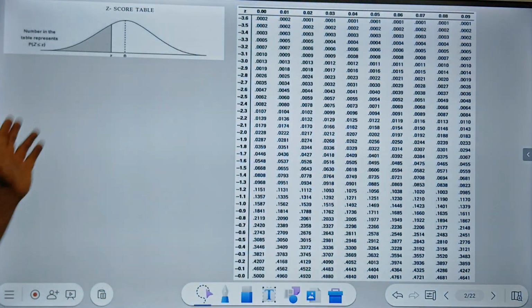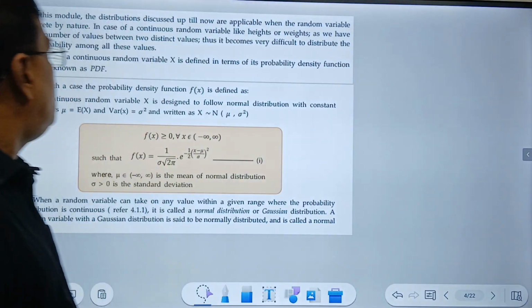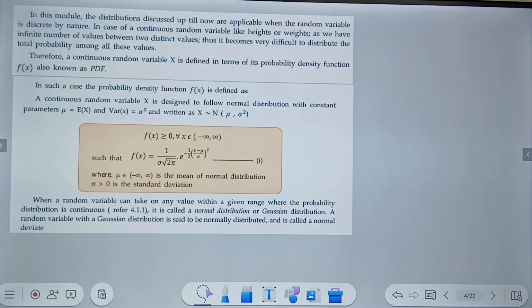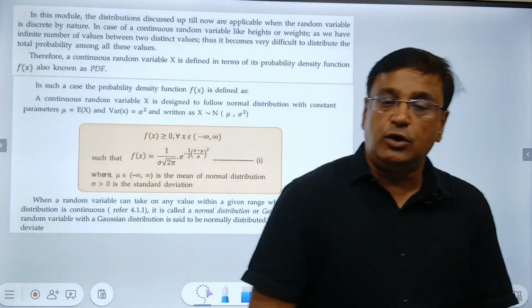This is the area table which we will be using, so we'll come to this later. Now, this is a normal distribution. Now, what is a normal distribution? What is the difference between Poisson distribution, binomial distribution, and normal distribution?